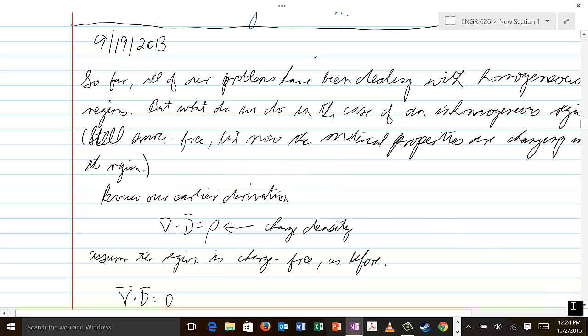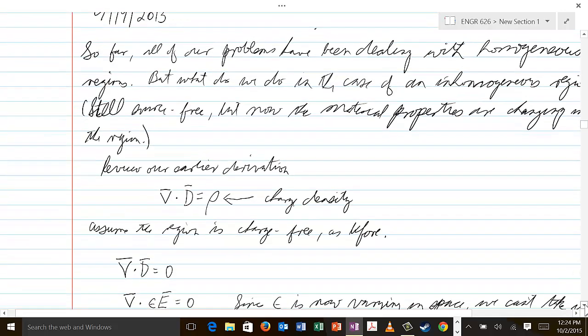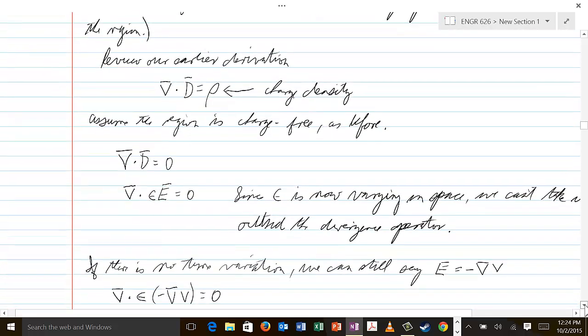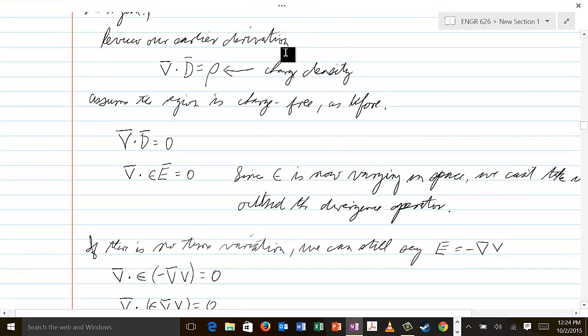To answer what we would do in this case, let's go back to our earlier derivation. Remember that from Maxwell's equations we have that the divergence of D is equal to rho, where rho is the charge density and D is the electric displacement. Again, we still have a charge-free region, so rho is still 0 as before. So this equation becomes that the divergence of D is equal to 0.